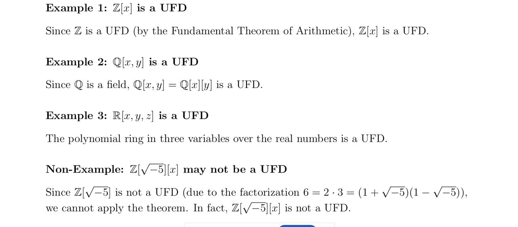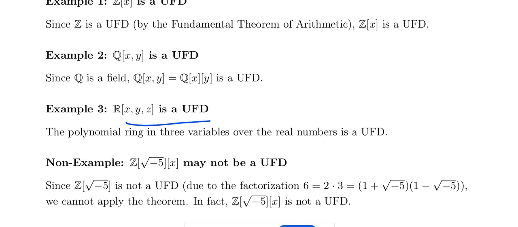Q[x, y] is a unique factorization domain. R[x, y, z] is a unique factorization domain. This one is not a unique factorization domain.